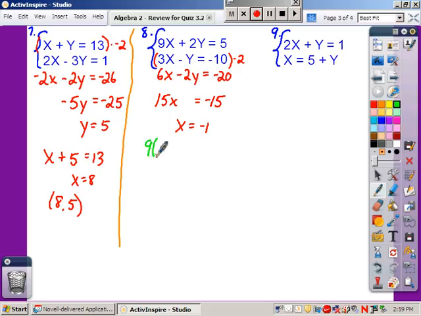So I got 9 times negative 1 plus 2y equals 5. So this is negative 9 plus 2y equals 5. Get rid of that negative 9 by adding it to the other side. So I got 2y equals 14. And then I divide by 2, I get y equals 7. So my final answer here is negative 1, 7.